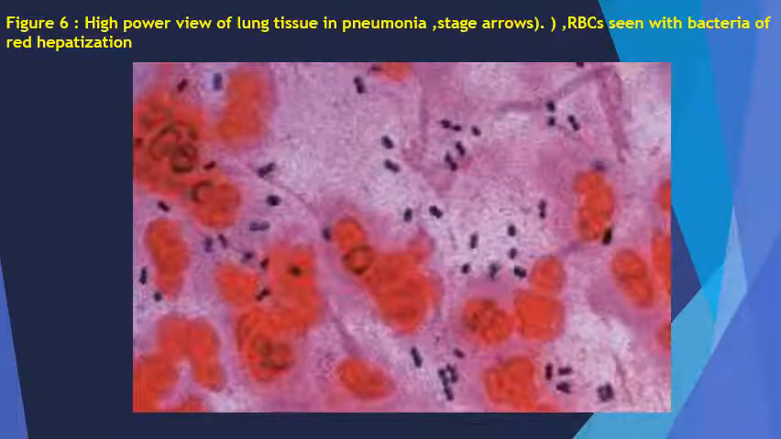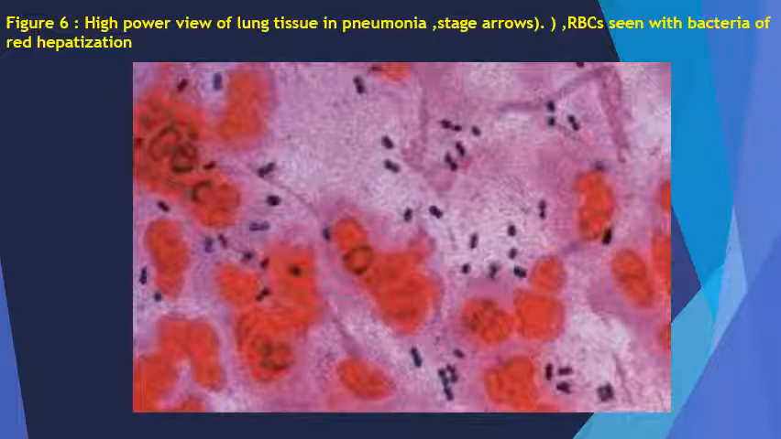Look here. This is the high power of the lung tissue. Look at the bacteria. Look at the RBCs and the fluid inside the alveoli. This is the high power of the lung tissue in pneumonia. These are bacteria. This is the diplococcal pneumonia, pneumococcal pneumonia. These are diplococci.